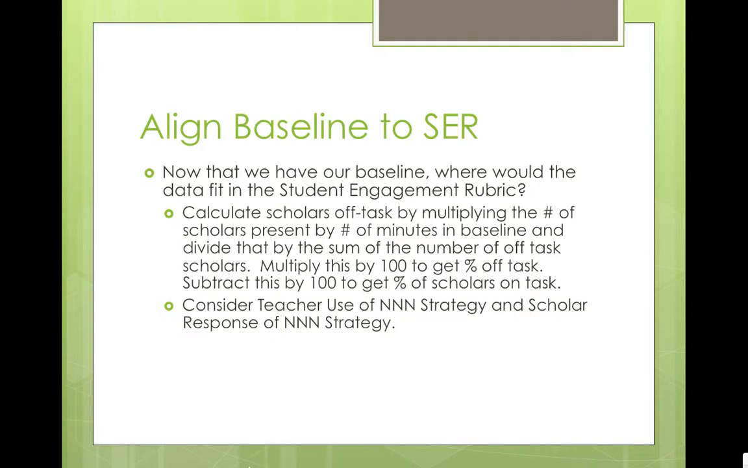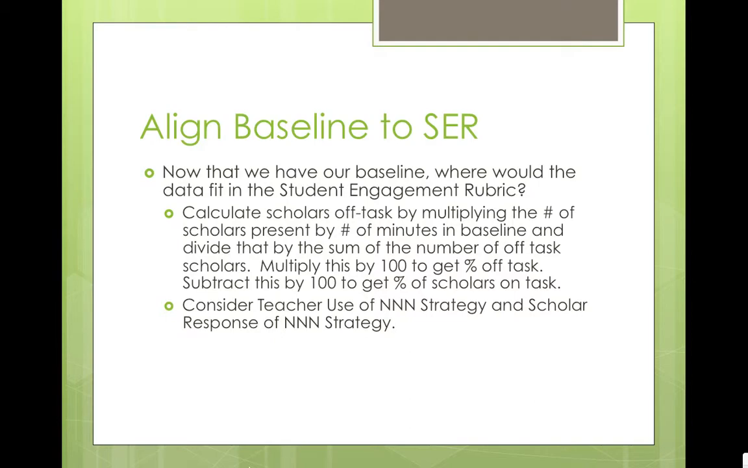Remember to calculate the percentage of off-task scholars by multiplying the number of scholars present by the amount of time you were in the class. You then divide the sum of the number of off-task scholars by that, and multiply it by 100 to get your percent off task. To get your percent on task, you subtract that number from 100.